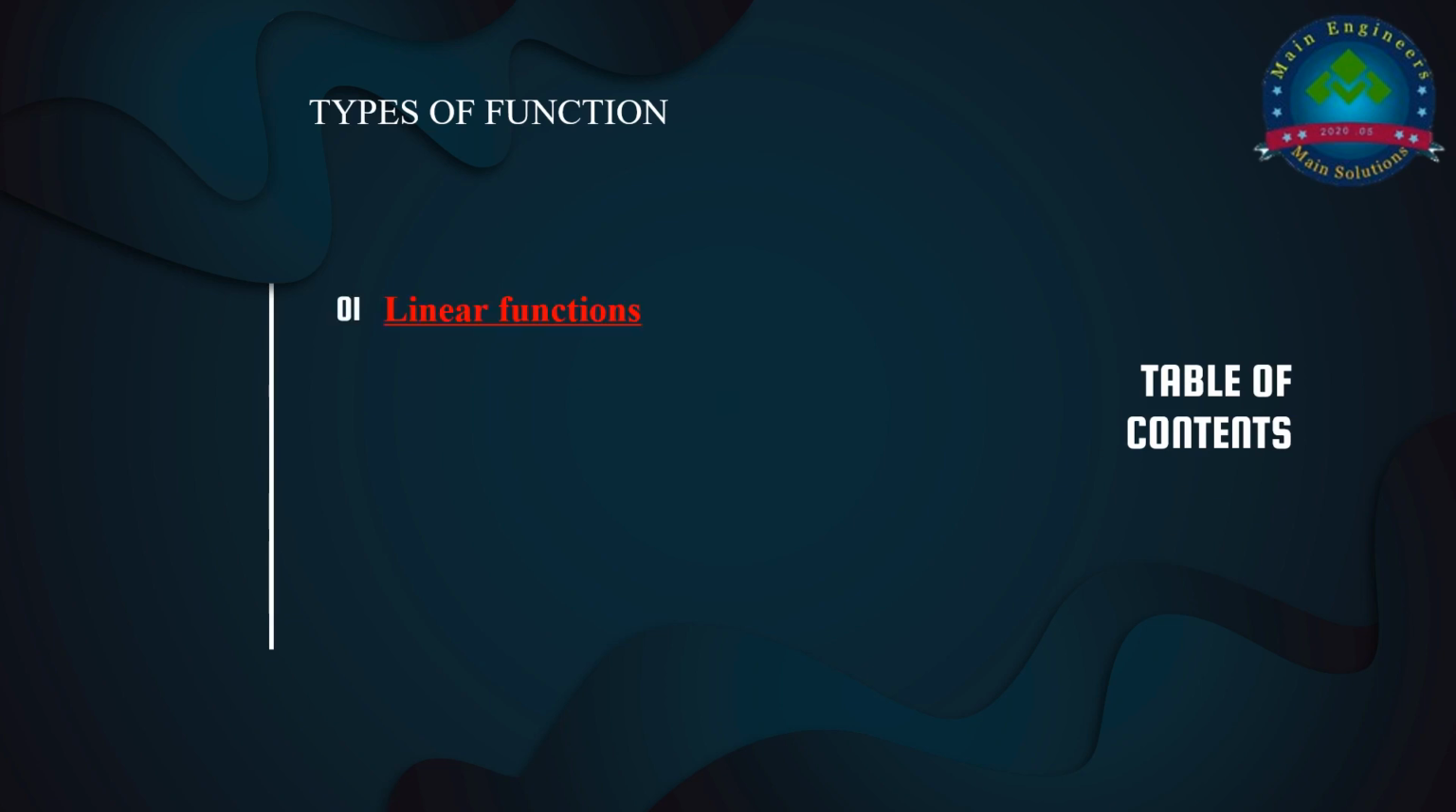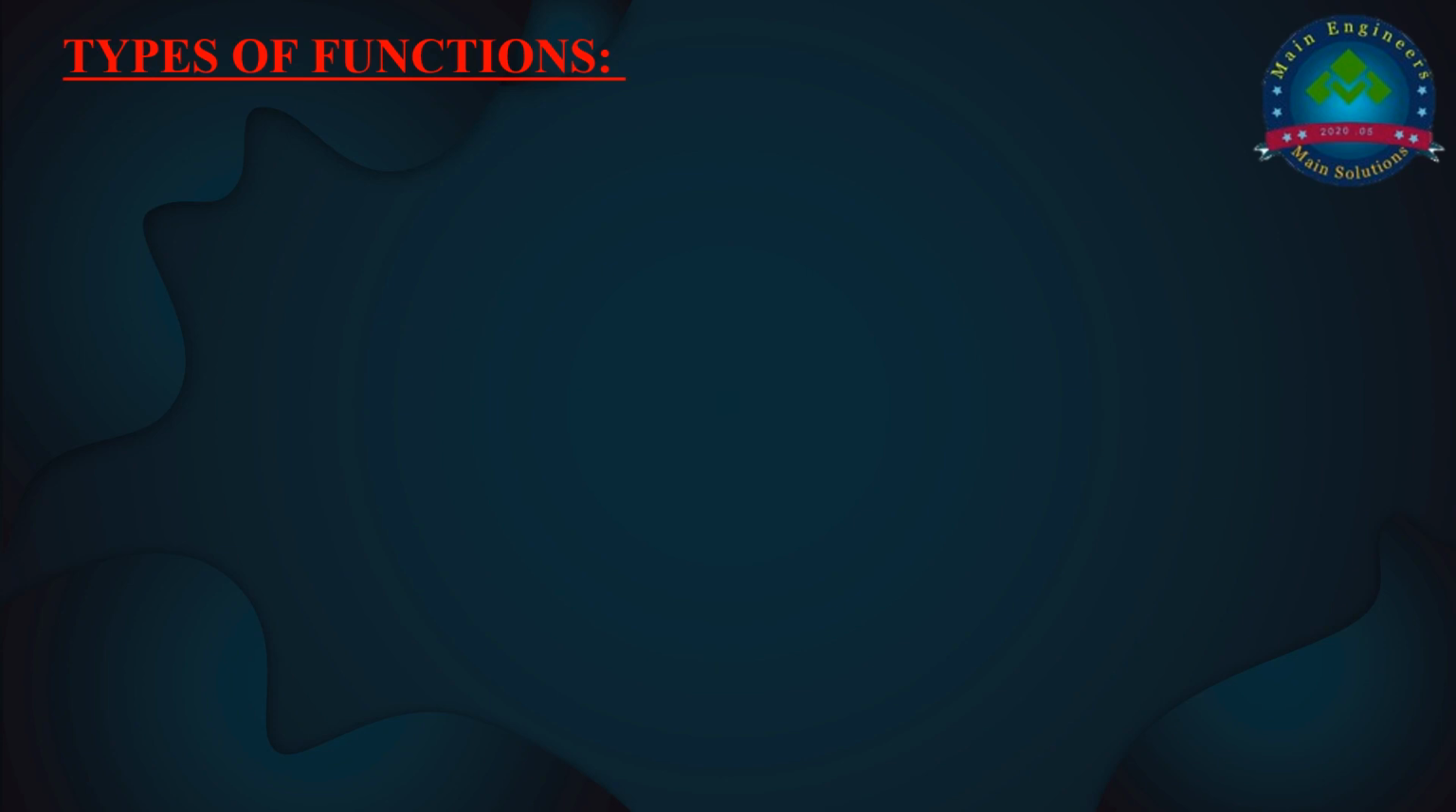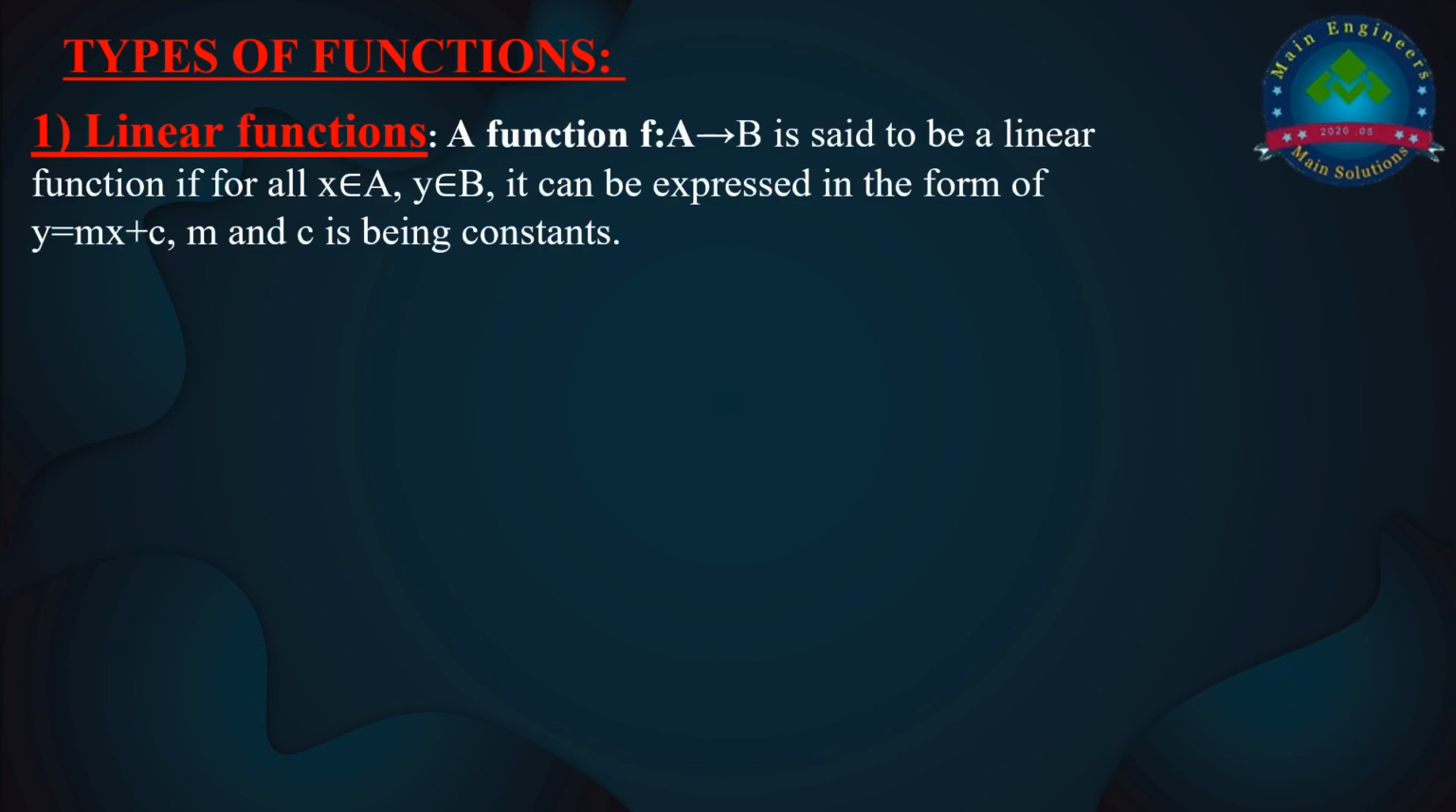Today we are going to discuss types of function. The first type is linear functions, second is constant function, third is identity function, fourth is quadratic function, fifth is inverse function, sixth is composite function, seventh is trigonometric function. So today we are going to discuss all these 7 functions. Let's go for the first function, linear function.